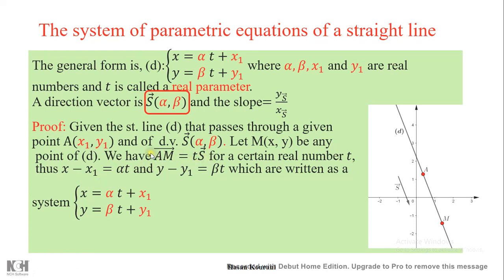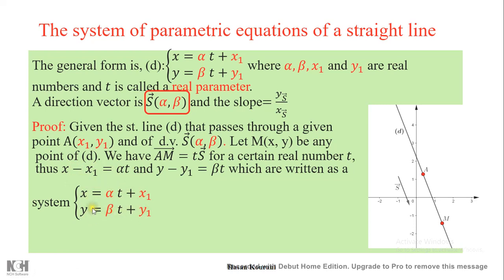Thus, as you see, these two vectors, ts and AM, are equal vectors. For this reason, we know that if two vectors are equal, then their coordinates are equal. Then the abscissa of AM, x minus x1, equals the abscissa of ts, which is alpha t. And the ordinates of these two vectors are also equal. This leads to y minus y1 equals beta t, which can be written in this form: x equals alpha t plus x1 and y equals beta t plus y1.